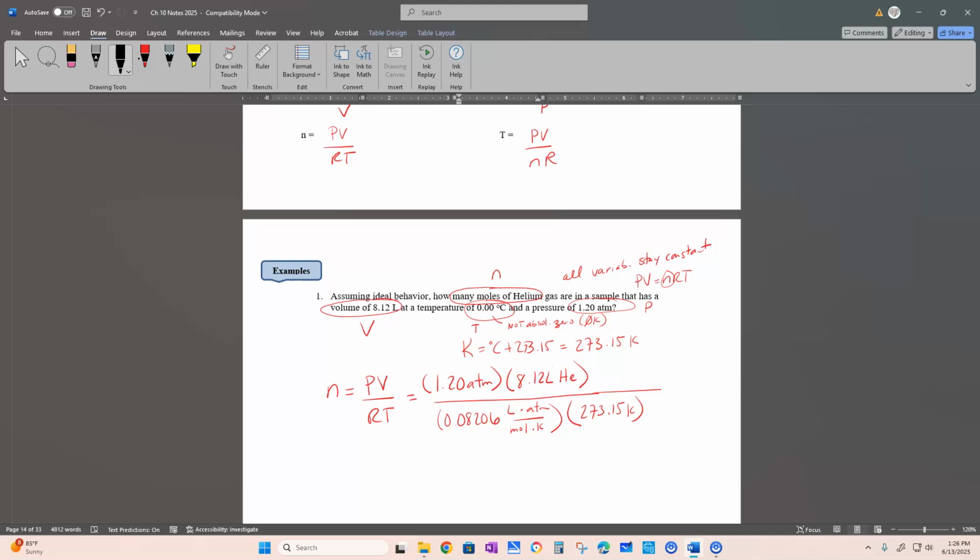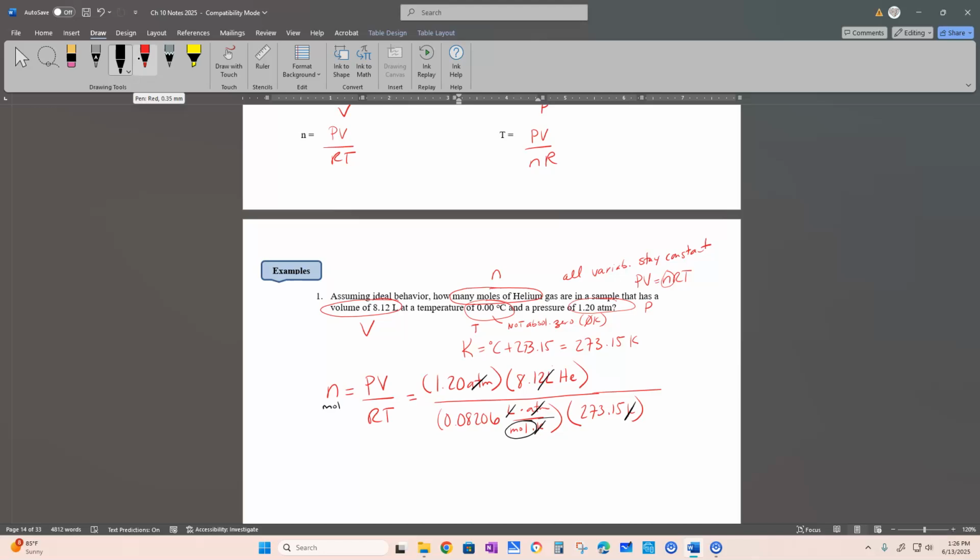Now, before you plug and chug, let's look at this. Liters, well, I have liters right there, so liters are gone. Atm, top and bottom, they're gone. Kelvin is on the bottom of the R, so cross multiply, that's gone. And what am I left with? Which is moles, which is what I'm trying to solve for.